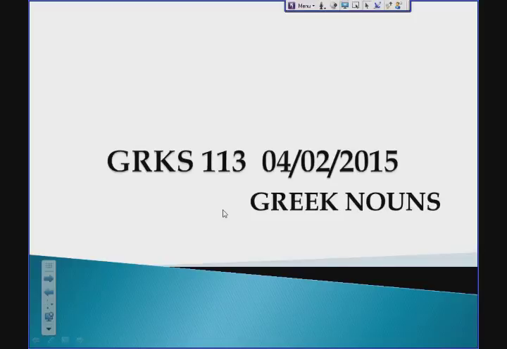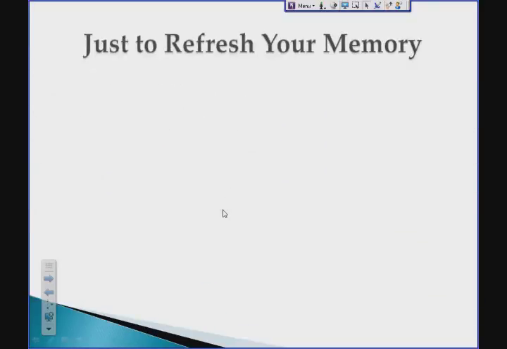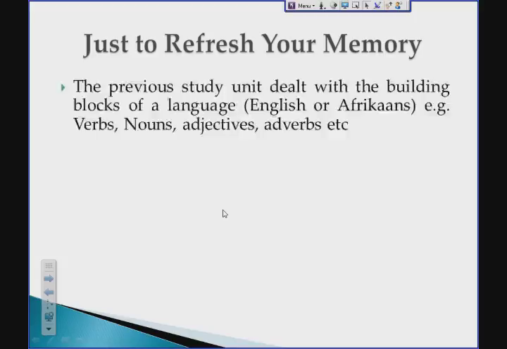Now, today I'm introducing Greek nouns to you. We have to start to get into the depth of this language. Just to refresh your memory, last week or in the previous class, you dealt with the building blocks of the language. I hope I'm correct.